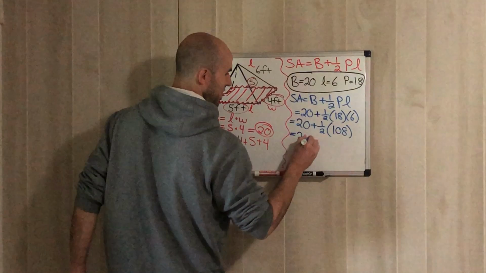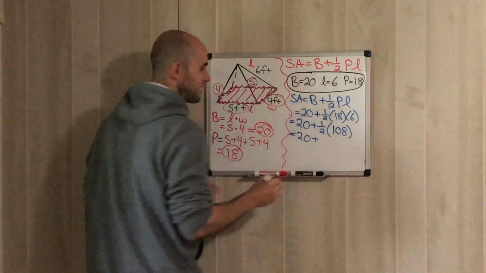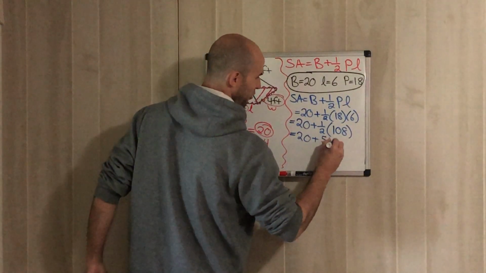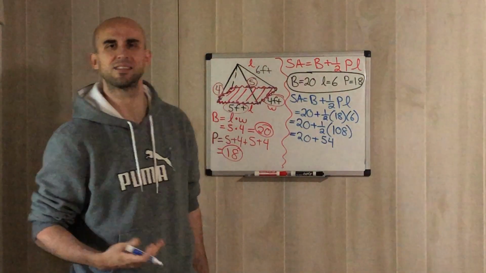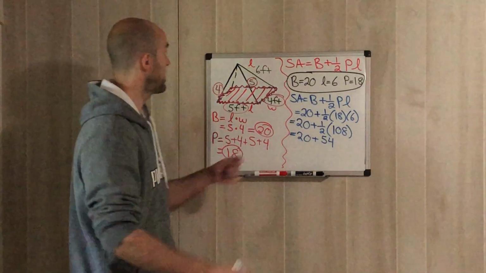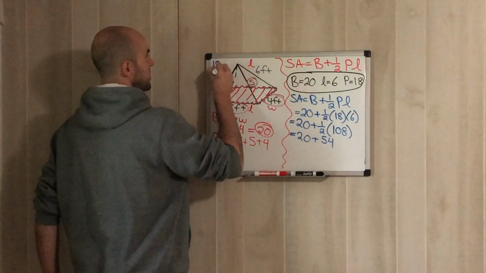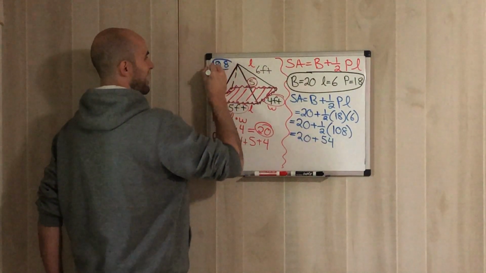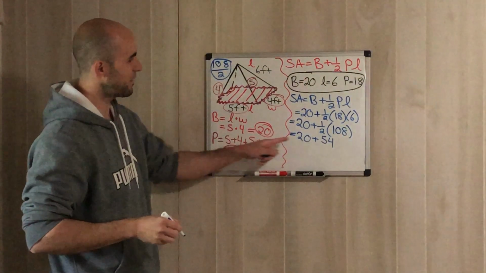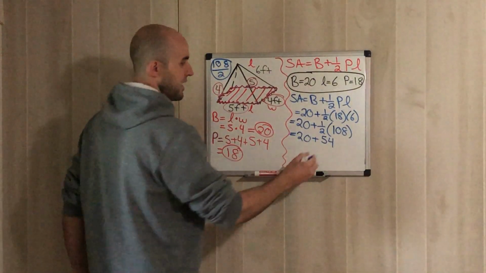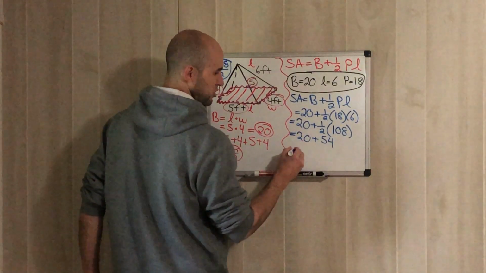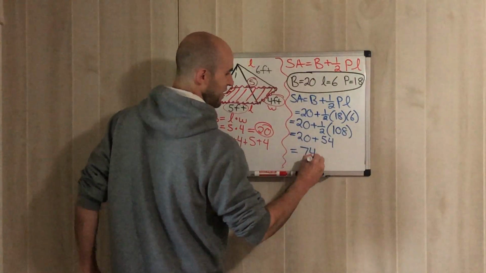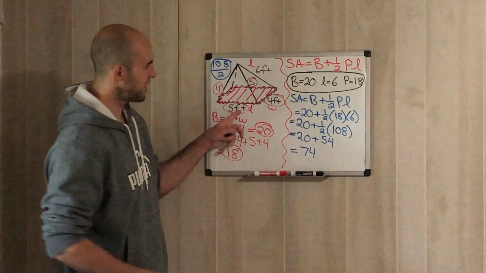So let's bring down the 20. Let's bring down the plus. We know that half of 108 is 54. And again, some of you may like saying half of 108. Other people may prefer to do 108 divided by 2. In the end, it's the exact same thing. If you do 108 divided by 2, it's going to give you 54. And once you're at this step, the last step is just to add. We know that 20 plus 54 is going to give us 74. Again, don't forget the units, which is feet.